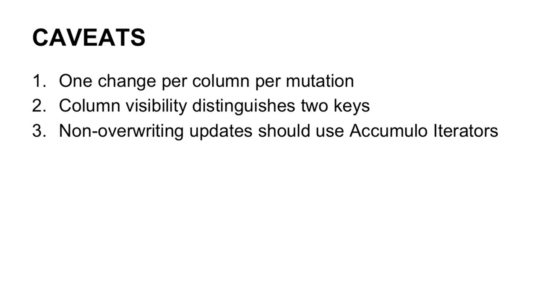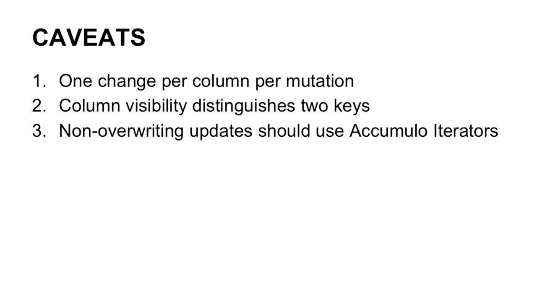First, a mutation should not have more than one change per column. So you can't have a delete and an update or multiple updates for the same column in one mutation. Because updates operate like overwrites, it doesn't make sense to have a delete and an update or multiple updates for the same column anyway. Second, a key includes the column visibility.